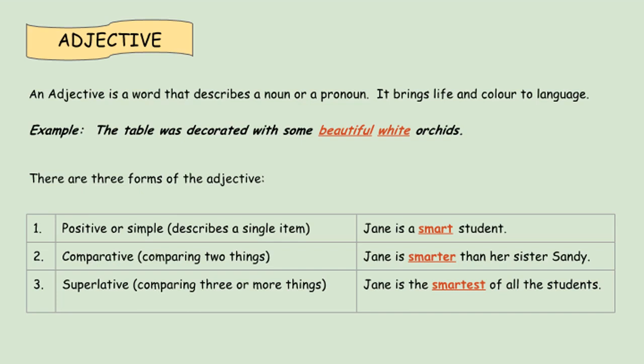There are 3 forms of the adjective. Number 1. Positive or simple. This describes a single item. Example: Jane is a smart student. Number 2. Comparative adjective. This compares 2 things. For example, Jane is smarter than her sister Sandy. And number 3. Superlative adjective that compares 3 or more things. Jane is the smartest of all the students.